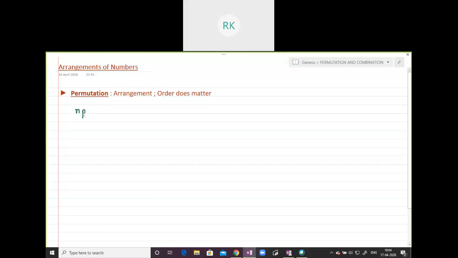nPr. Where is the formula? n is the number of elements, r is the number of slots, or number of positions, I can say. And you know the formula: n factorial divided by (n minus r) factorial. Right? We know this. Remember, n must be greater than r.